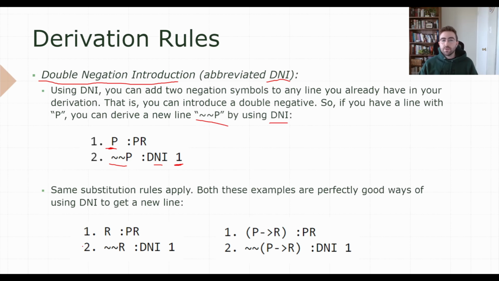And again, the same substitution rules apply. You can substitute anything in for P. It could be like R, and then you add a double negation to R. Or it could even be the whole claim, if P then R, and then you add a double negation to the whole claim, if P then R. Just make sure you don't, in this case, add a double negation to just P. No, it has to be to the whole claim, right? You have to put the whole claim in brackets and then add a double negation. So let's see how this works in our system.